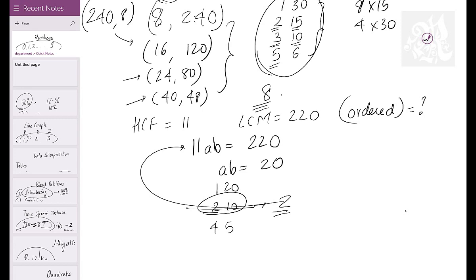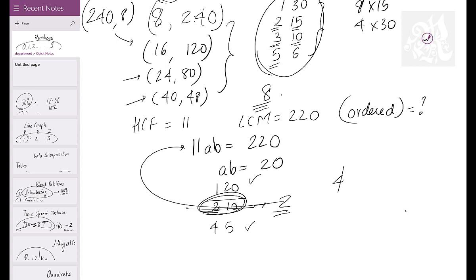So A and B are 2 numbers that don't have anything in common. Now since 2 and 10 have a 2 in common, it is not allowed. So how many are allowed? Only the first and the last one. So how many ordered pairs? 4 ordered pairs are allowed. Normal pairs 2 is the answer, ordered pairs 4 is the answer. Just ask you pairs, it's 2. They ask you ordered, it's 4.